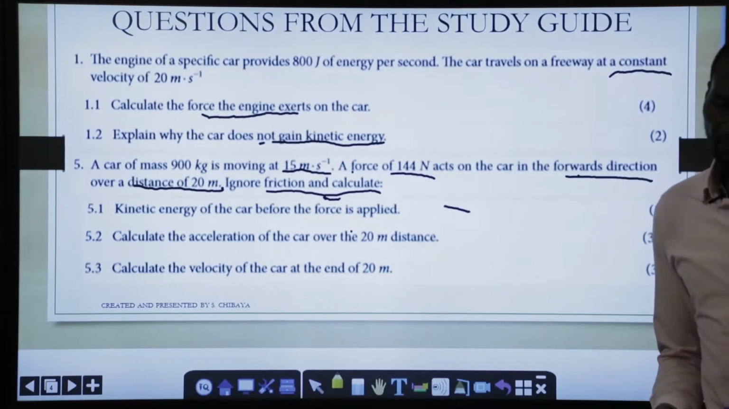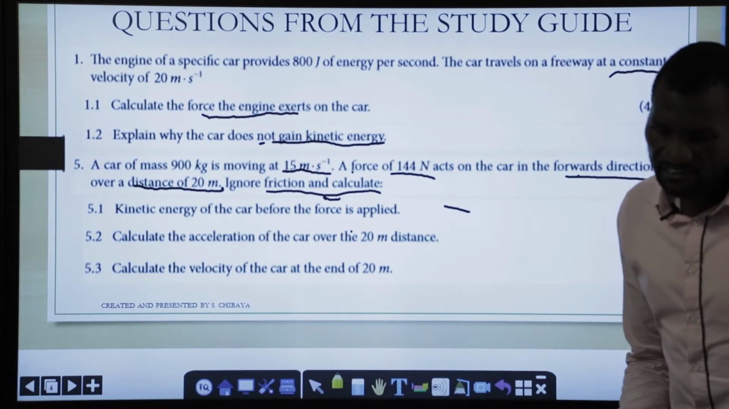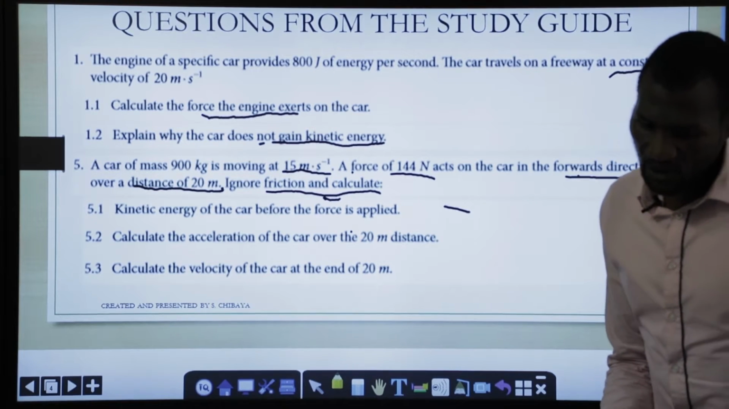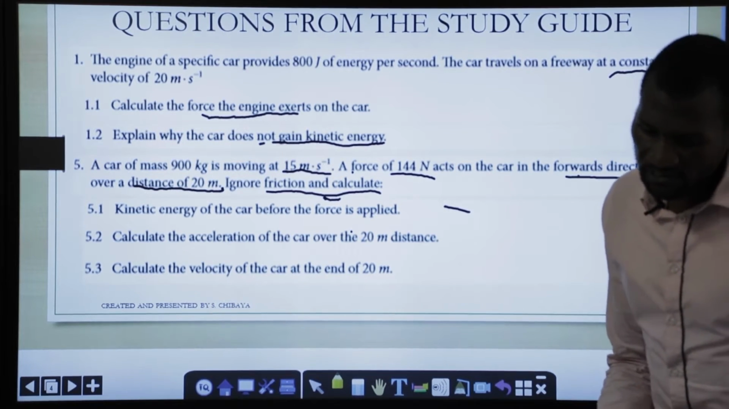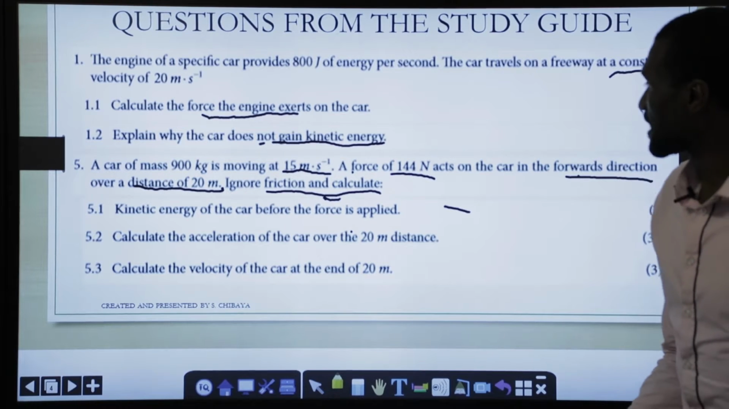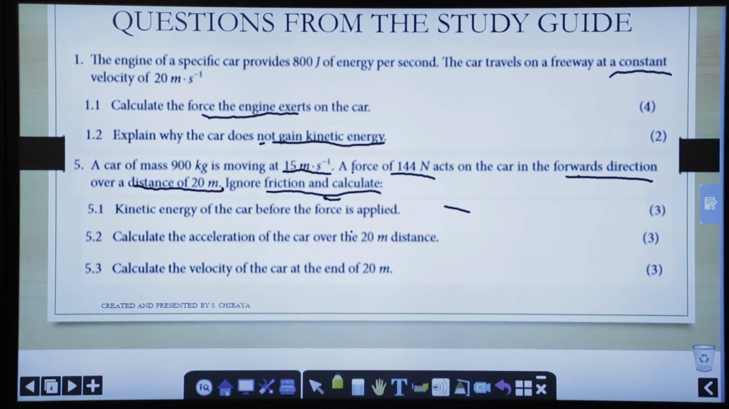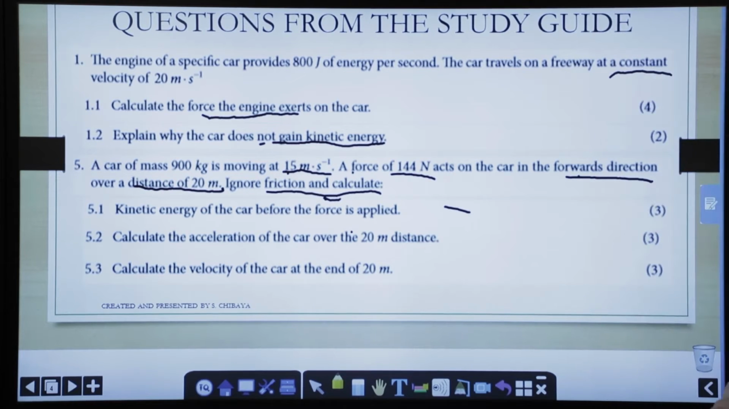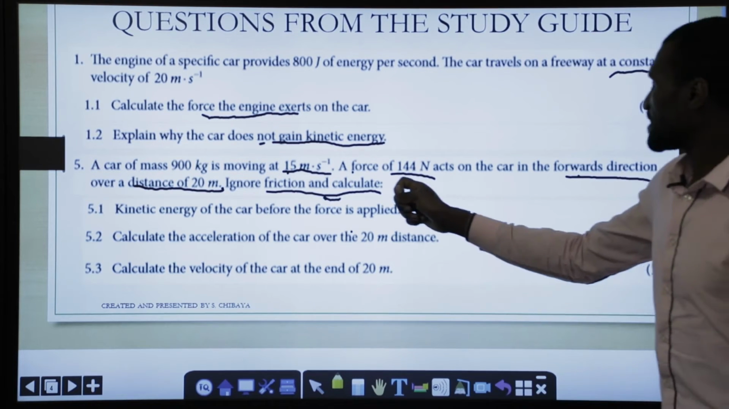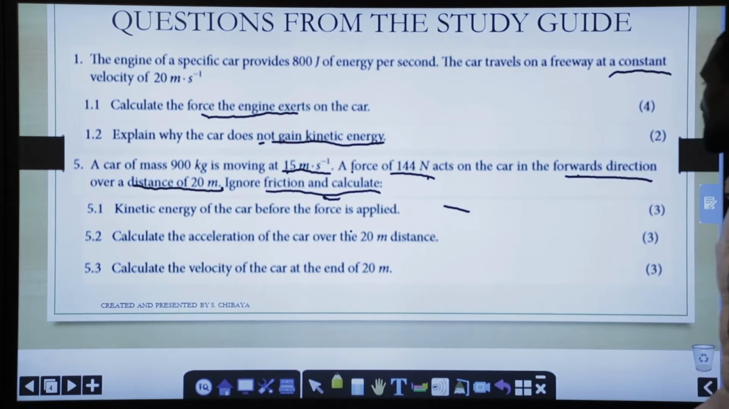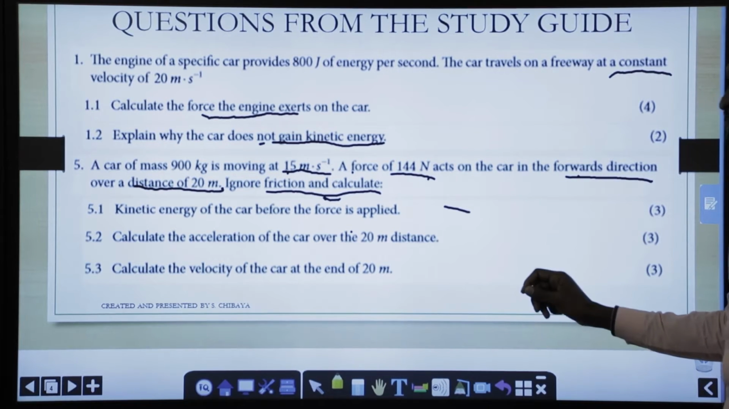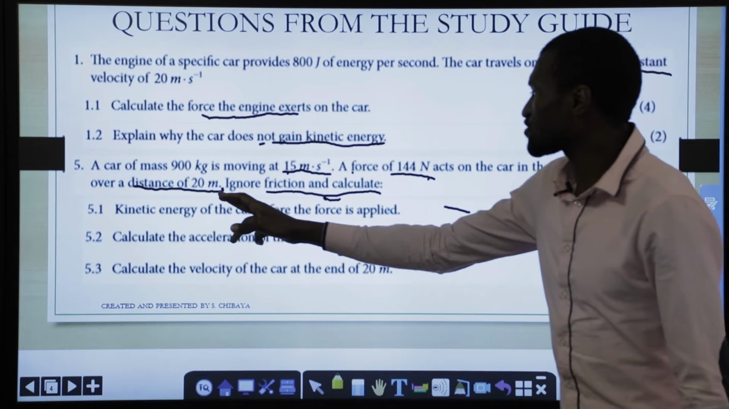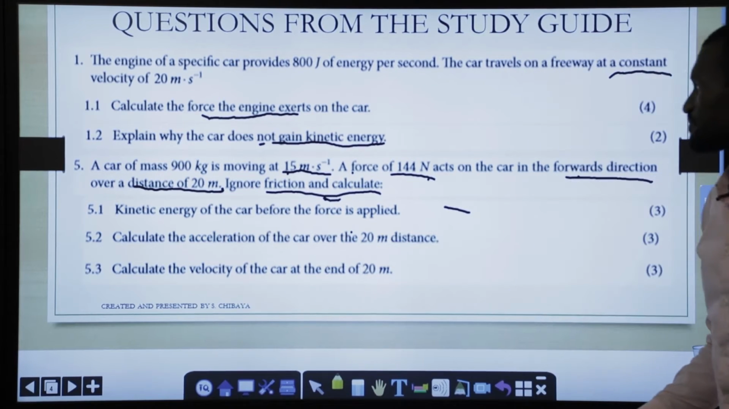However, in this instance, we are supposed to calculate the kinetic energy of the car before the force is applied. In other words, we want to find the value of EK. What do we know? We know that it is moving at 15 meters per second, but then a force of 144 newtons acts on the car in the forward direction over a distance of 20 meters.